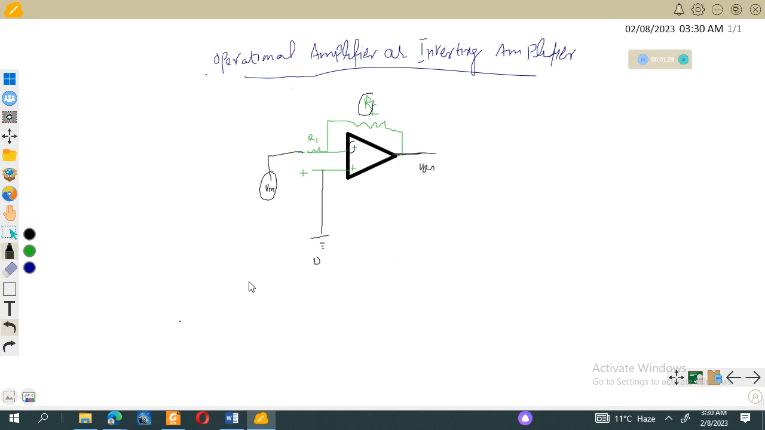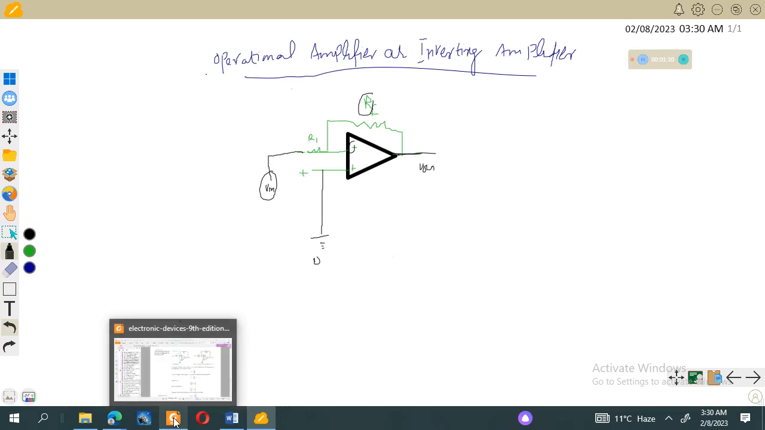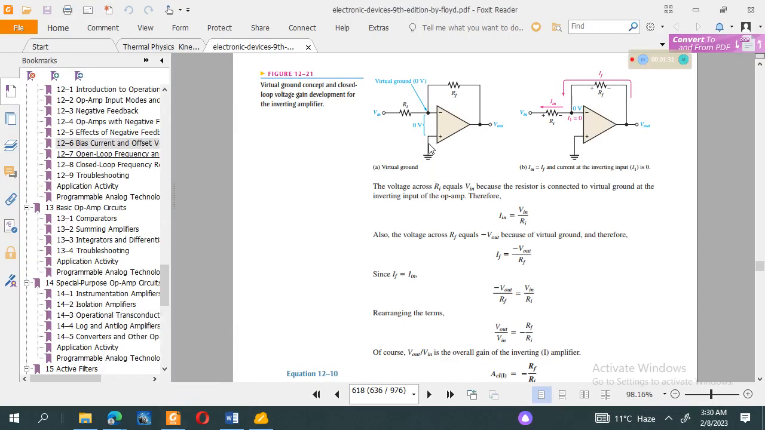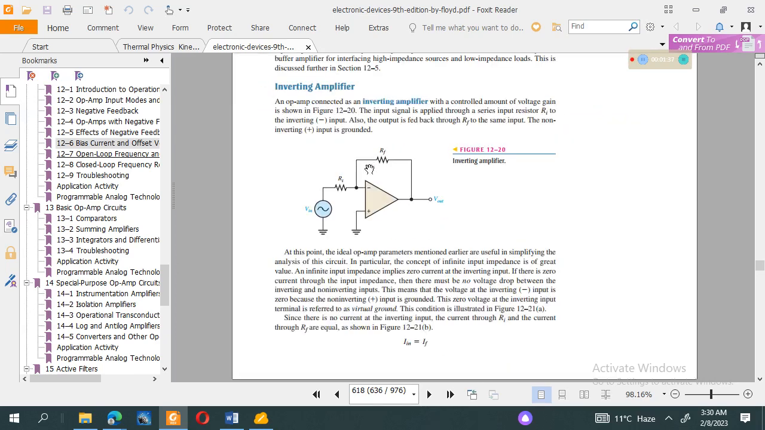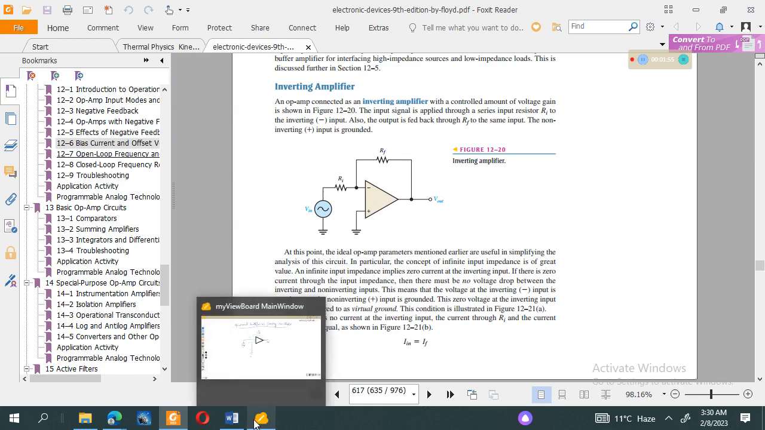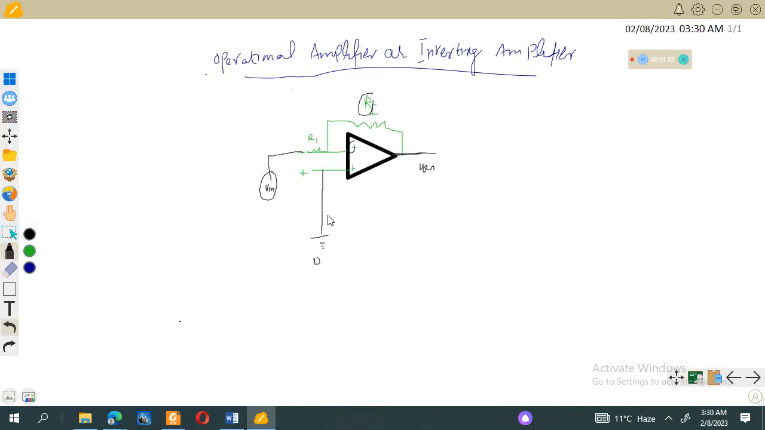If we look back at any diagram, it looks like this one. This is our input resistance R1, and this is the input given to the resistance R1, and this is the feedback resistance, which is RF, and the non-inverting terminal is grounded. So let's see the relation between the output and the input.